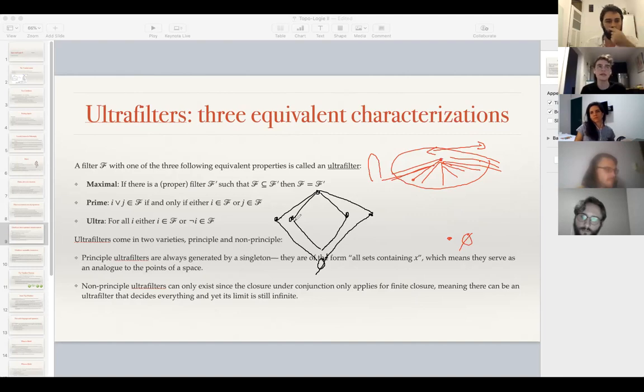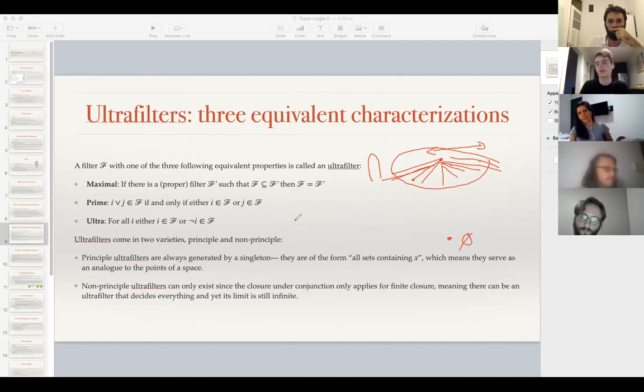Yeah, it means none of them can be broken down into any single point. It's always this strange infinite quantity. In fact, non-principal ultrafilters literally have to be infinite. It's impossible to have one in a finite space. Non-principal ultrafilters don't exist ever. Okay, thanks. Yeah, that's good.